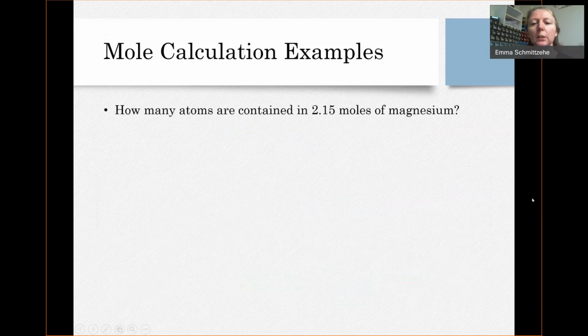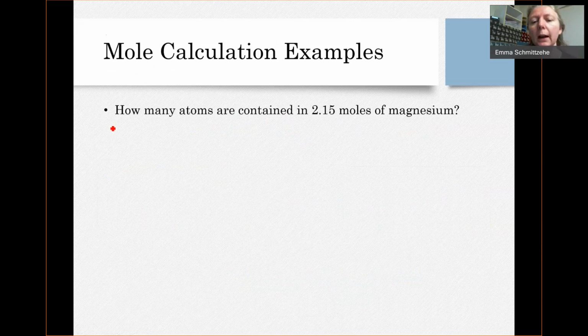Okay, so on to the examples. So some mole calculation examples. We just do these simple 1-step calculations. And as we build and learn more types of conversions, we'll start looking at more complex ones. But for this video, we'll focus on just using Avogadro's number.